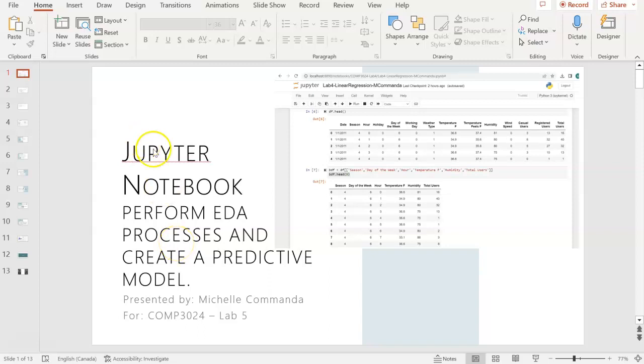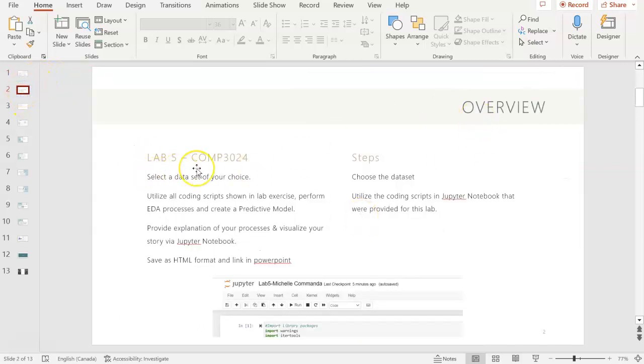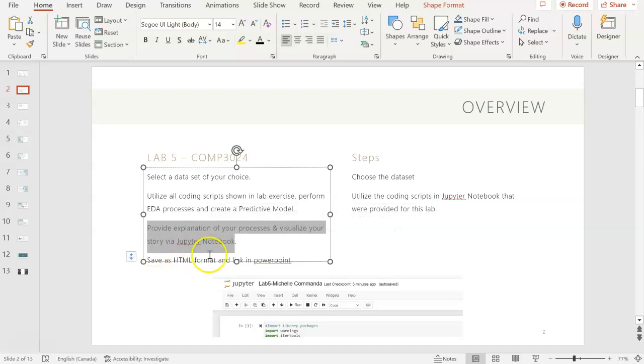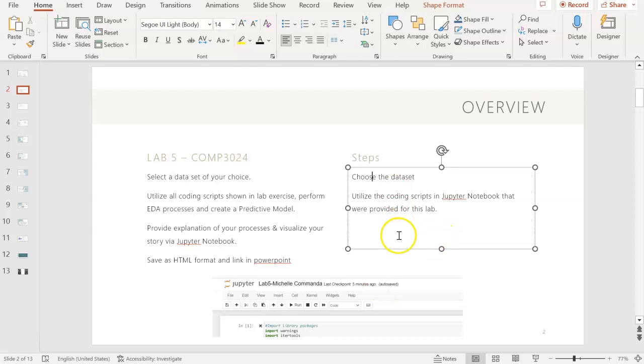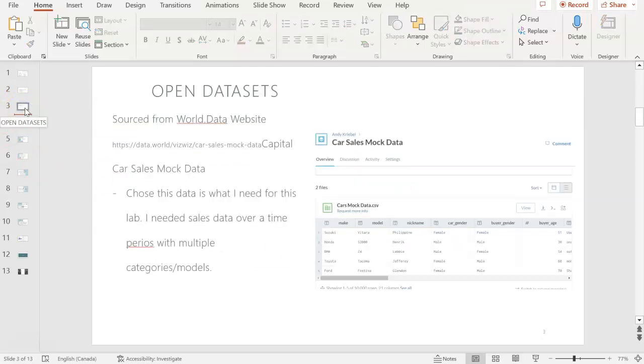We were working in Jupyter Notebook and we were performing EDA processes to create a predictive model for Lab 5. This is just an overview of my lab. I had to select the data set, utilize all coding scripts from the lab exercise, perform EDA processes, and create a predictive model. Provide an explanation of your processes, visualize the story via Jupyter Notebook. So I need to choose a data set and utilize the coding as in the example.